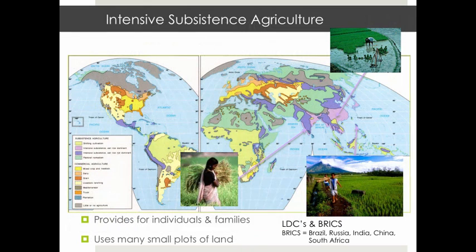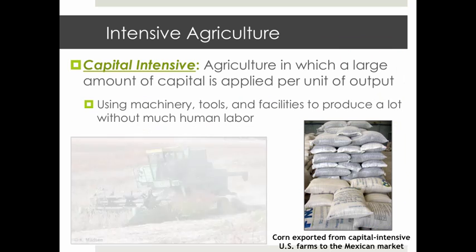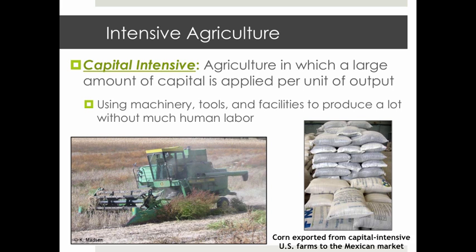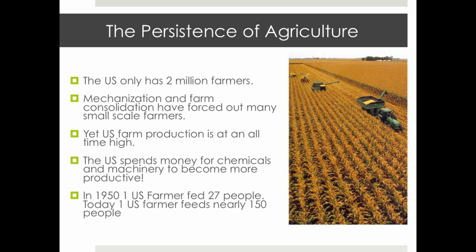You also, in intensive farming, might have capital-intensive farming. That's when you use a lot of money in order to get that output, using machinery and fertilizer and things like that. In the United States, we only have about 2 million farmers.